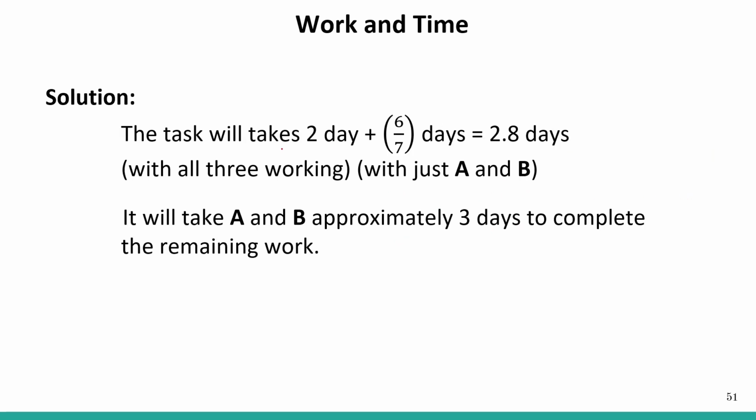So the task will take 2 days plus 6 by 7 days, that is 2.8 days, with all three working and then just A and B. It will take A and B approximately 3 days to complete the remaining work.